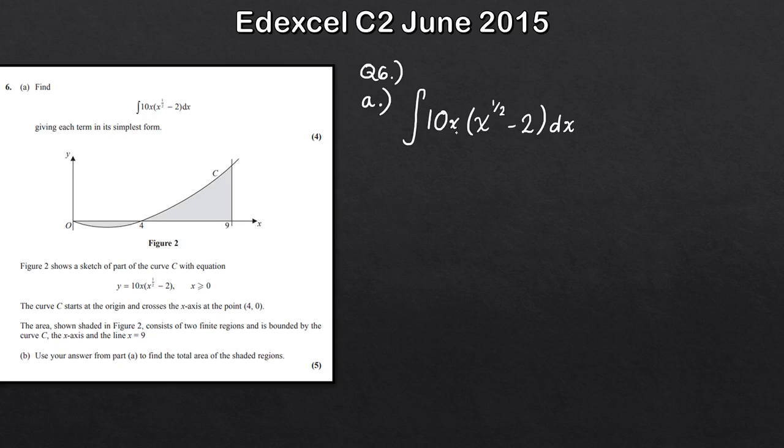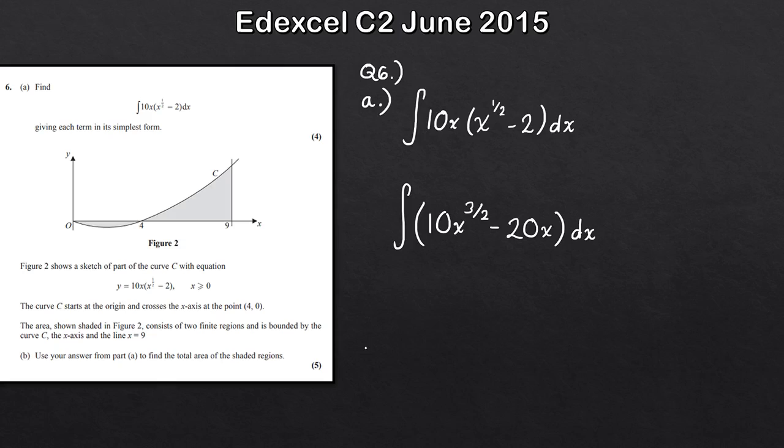This is 10x, so that's 10x to the power of 1. So when I expand this here, well, this is x to the half, so we're just going to add the powers here. Okay, so what I'm going to get then is the integral of 10x, so that's 1 plus a half, so that's going to be 3 over 2. And we've got minus 2, so when I times that by 10x, I get minus 20x. Okay, and we're integrating this here.